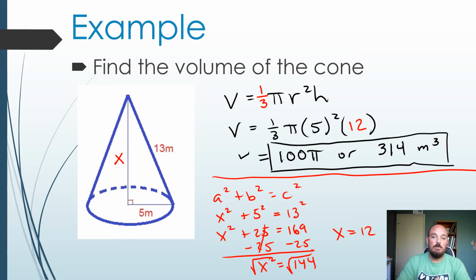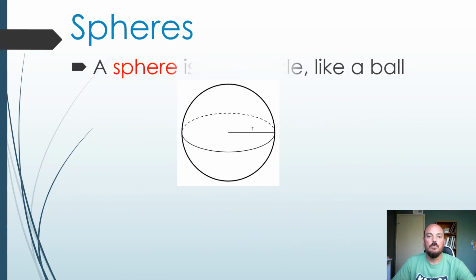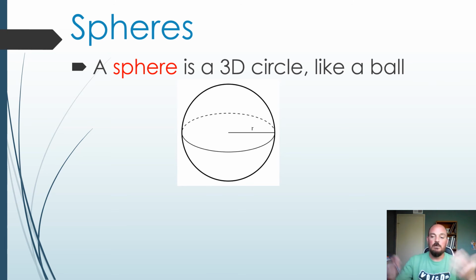Now there is one last shape I want to show you. It's different from these first 4. A sphere is basically a ball. It's a 3-dimensional circle. It's round everywhere. It has no flat sides anywhere. Just like a ball. Baseball, basketball, any kind of ball. Now, a sphere actually only has one component. There's no height to a sphere. There's no length or width.